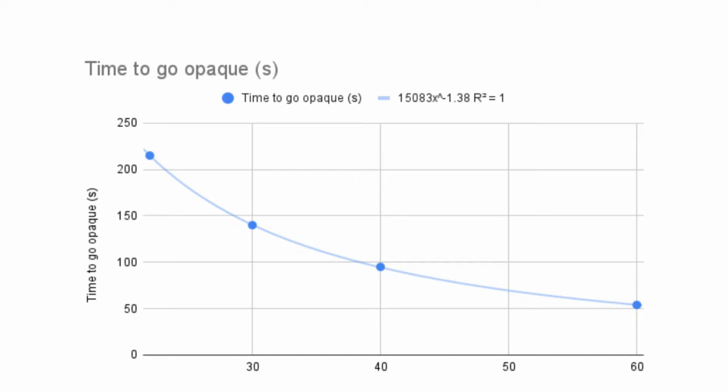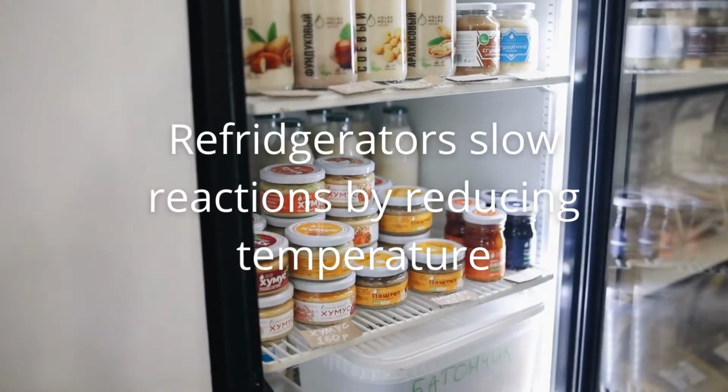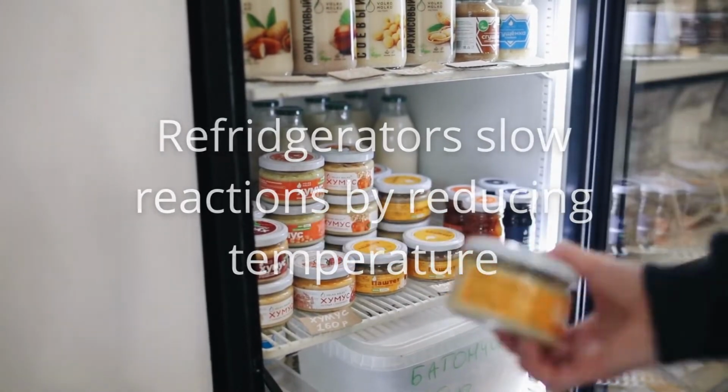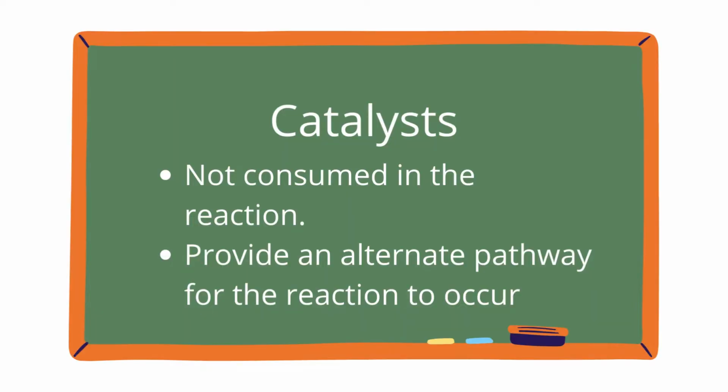We use a refrigerator to reduce the temperature of food to reduce the speed of reactions that cause the food to spoil. Another way to influence the rate of reaction is by using a catalyst. A catalyst is another substance involved in the reaction, but it is not a reactant because it does not get consumed in the reaction.